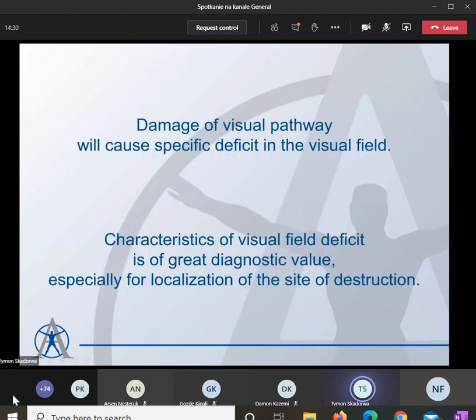Now, we should say that the damage of the visual pathway will cause very specific deficit in the visual field. This is why, if you know anatomy, you may predict what happens, right? Because if you know the deficit, and actually this is something that patients always say when they visit their doctors, so if you know the deficit, you may think about the location or the site of destruction, okay? Simply because we know the anatomical course of this pathway.